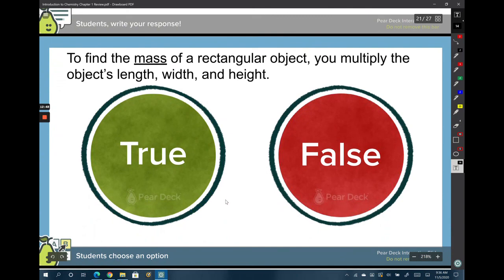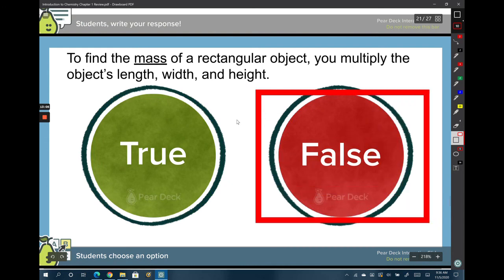To find the mass of a rectangular object, you multiply the object's length times width times height. Alrighty, you find the mass of any object by using a balance. Length times width times height is what will give us the volume formula. Therefore, this statement is false.